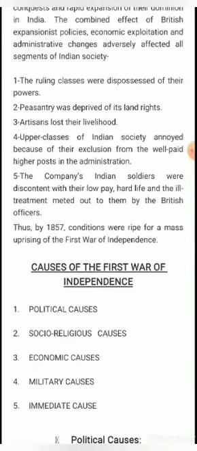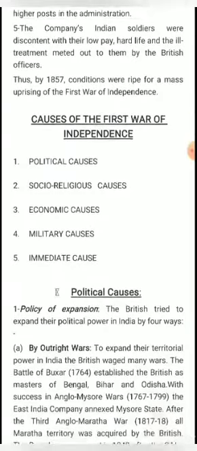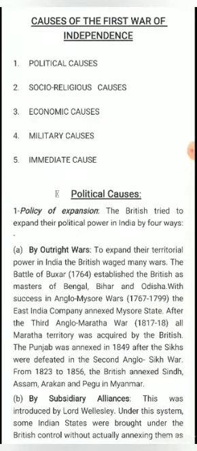Now, what were the causes for the First War of Independence? It has been divided into five parts. Basically, first is political cause, second socio-economical, socio-religious cause, third is economic cause, fourth is military cause, and the fifth one is immediate cause. Now, when we are talking about political cause, the first one is the policy of expansion.